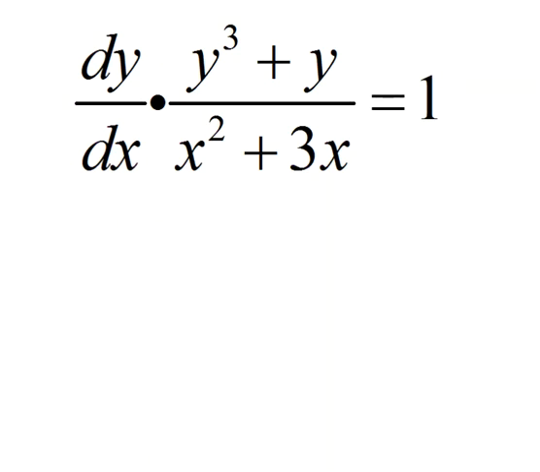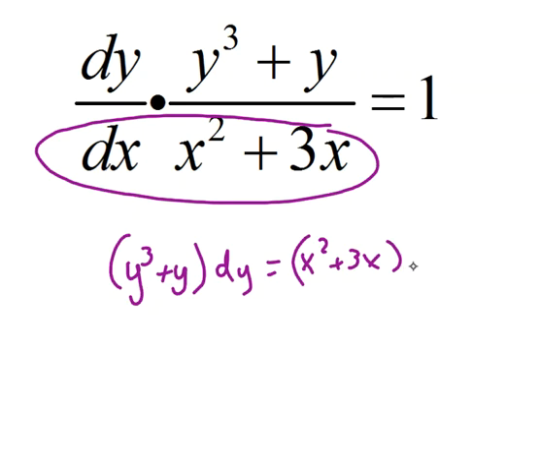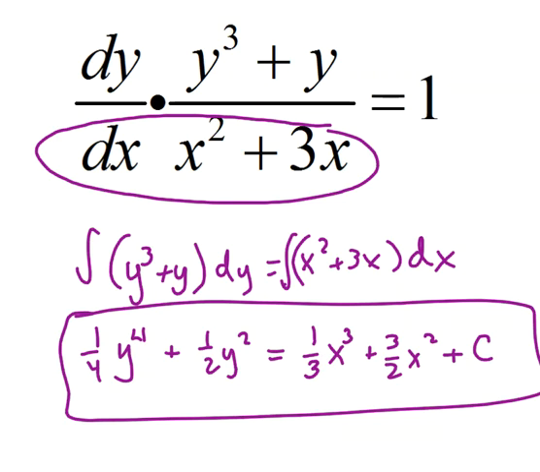Here's another one. And so you can see on this one I have everything on the left, which is a little weird, but I'm just going to multiply both sides by this piece. So I've got y cubed plus y dy, that parentheses, is equal to x squared plus 3x times dx. So they're separated, and now I'm going to integrate. Separate and integrate. So 1/4 y to the 4th plus 1/2 y squared is equal to 1/3 x cubed plus 3/2 x squared plus c. At this point, I am not going to solve for y. I'm going to leave this as an implicit curve because I have y to the 4th and y squared, and that will not solve nicely.